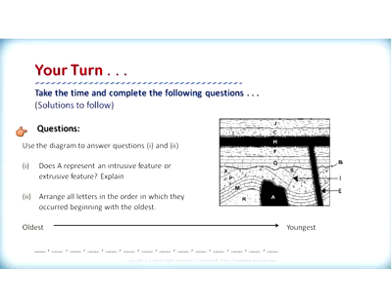Questions. Use the diagram to answer questions 1 and 2. Question 1 states, does A represent an intrusive feature or an extrusive feature? Question 2 says, arrange all letters in the order in which they occurred, beginning with the oldest.